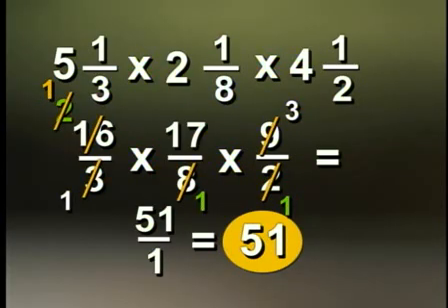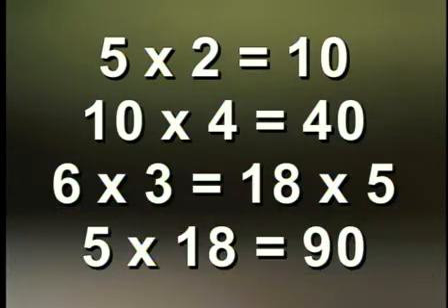By the way, we could estimate here, of course, 5 times 2 is 10, and 10 times 4 is 40, so our number must be more than 40. 6 times 3 is 18, times 5 times 18 is 90, so our answer must be between 40 and 90, and of course 51 certainly is, so it appears to be the correct answer. So you'll notice we use the exact same process.